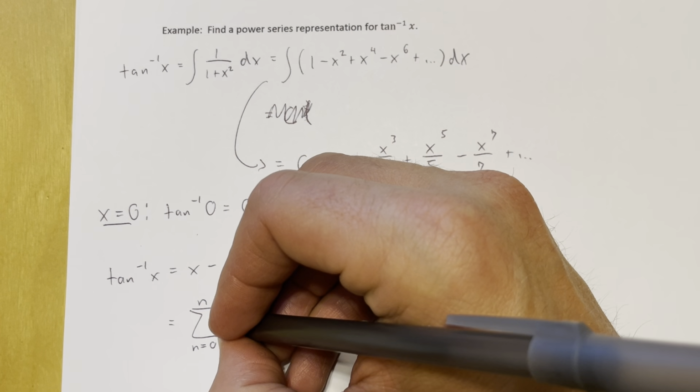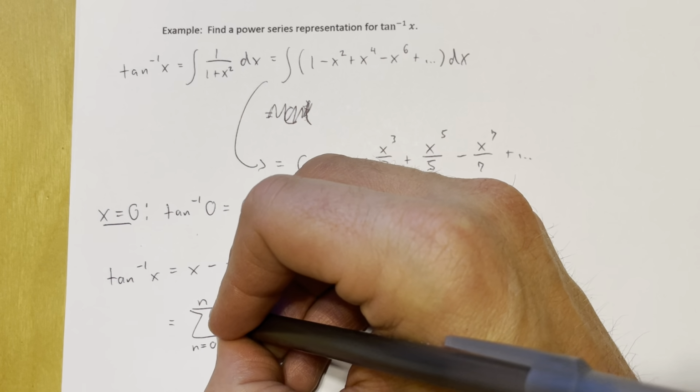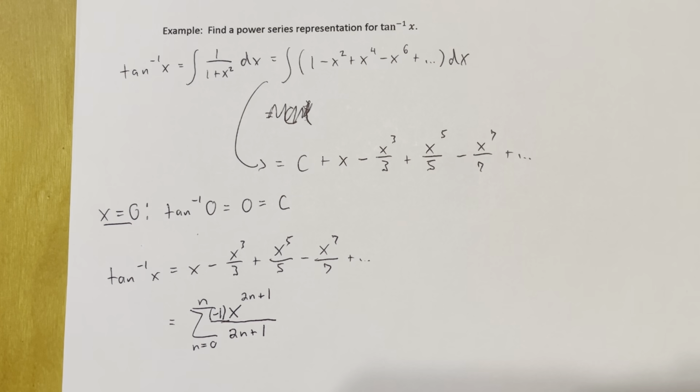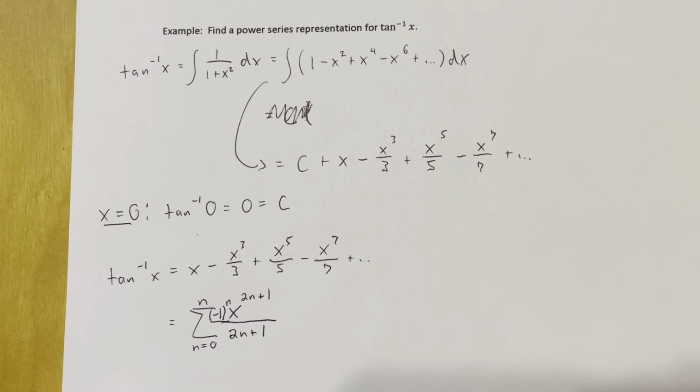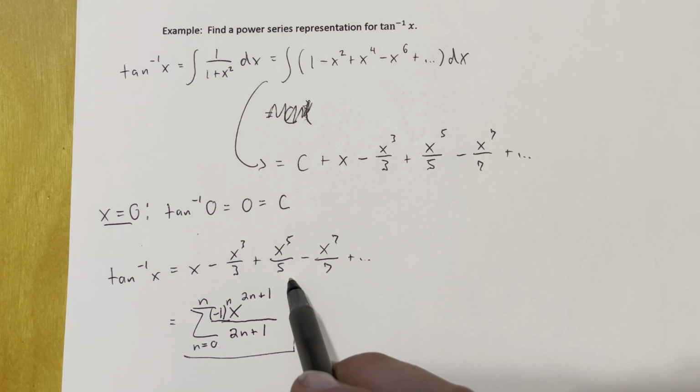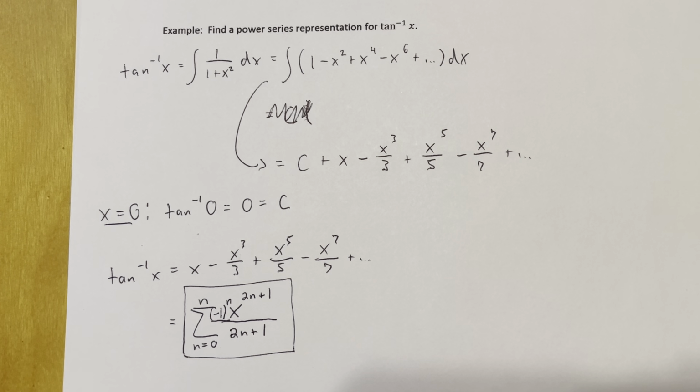One thing I did not account for, which I need to, is my alternating factor here. So I have negative 1 to the power of n there as well, because this is an alternating series. I kind of forgot to put that there at first, so I squeezed it in, but that's what that is. So this is the power series for the inverse tangent function.